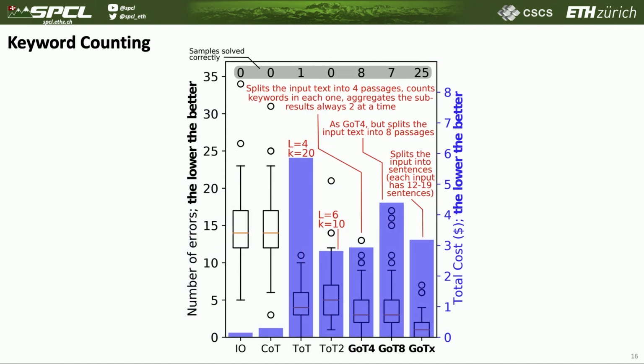And the same for the other use cases. So here we can see keyword counting, same pattern as before, basically. So tree of thought is kind of comparable in cost depending on the variant. IO prompting and COT prompting are the cheapest, but again, they all fall short of the accuracy of what we can achieve by this merging of paths.